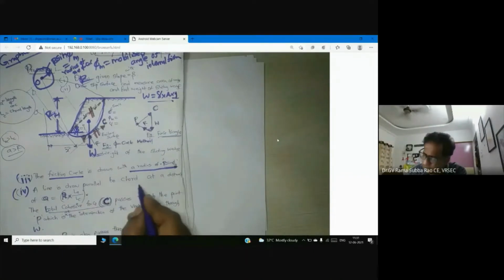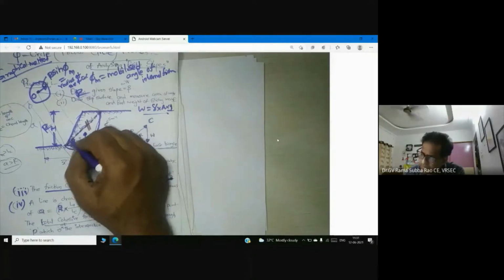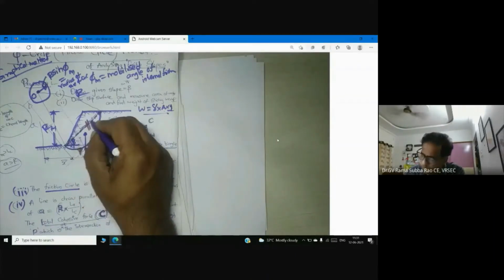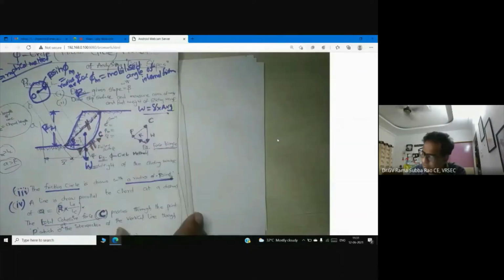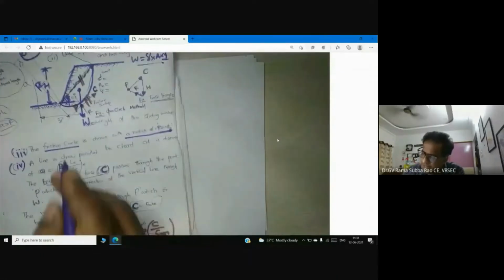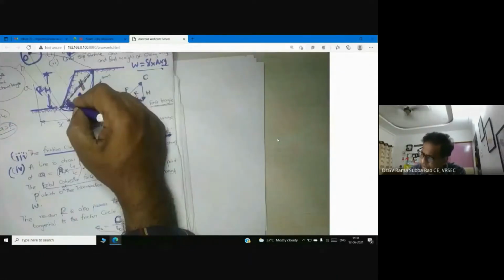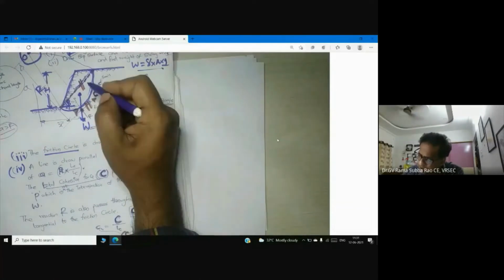Now the fourth point, let me tell you: a line is drawn parallel to the chord. You know what is chord? This is the chord here. Chord is the longest line joining the two extremities, the two ends of the arc. This is called the long chord. Now you see, draw a line parallel to the chord. Here you see, now I am drawing a line parallel to the chord.